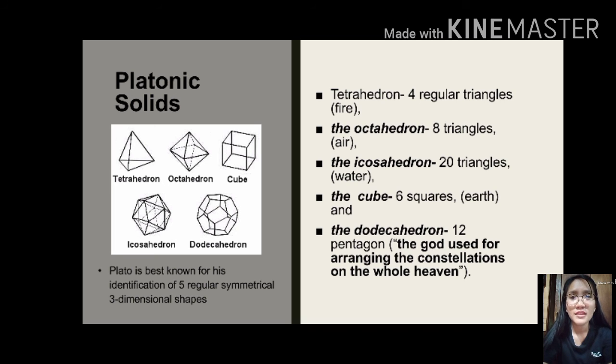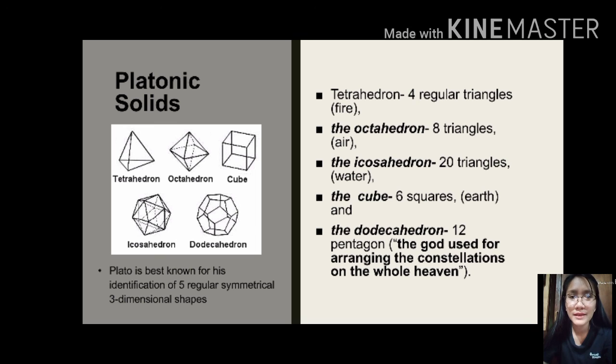Next, the octahedron is composed of 8 triangles, representing the air. The icosahedron is composed of 20 triangles, which represents the water. The cube is composed of 6 squares and represents the earth. And last, we have the dodecahedron. It's made up of 12 pentagons. It is described by Plato as the one the god used for arranging the constellations on the whole heaven.